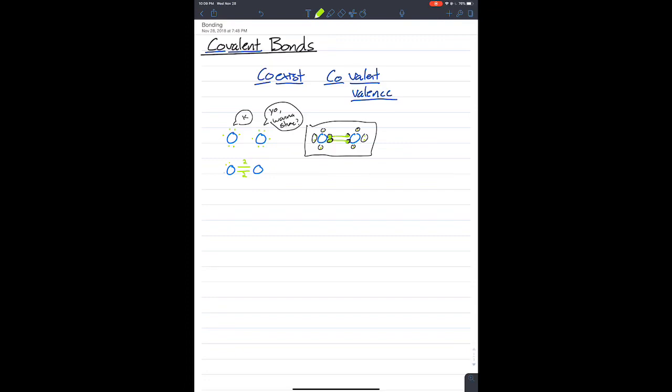So it has 1, 2, 3, 4. So 2, 4, 6, 8. This has 2, 4, 6, 8. So they both kind of have 8 electrons now by sharing their valences. So covalent bonds are when they are sharing their valence electrons.